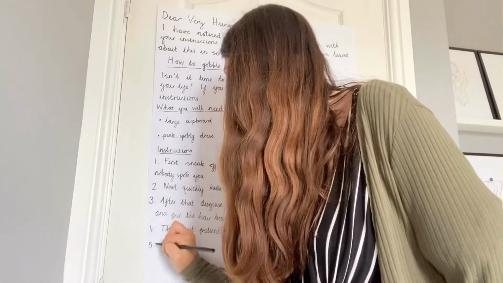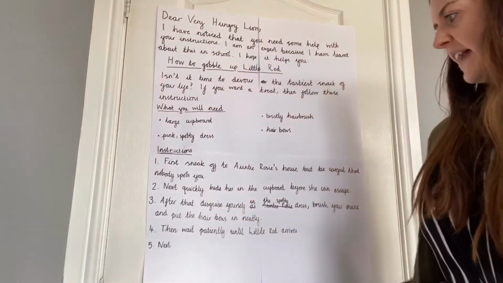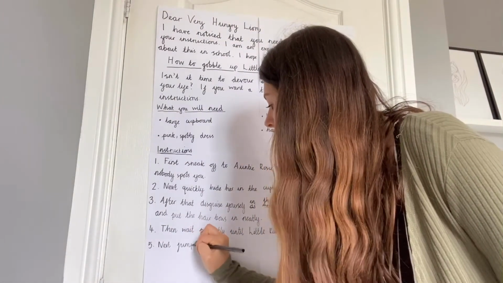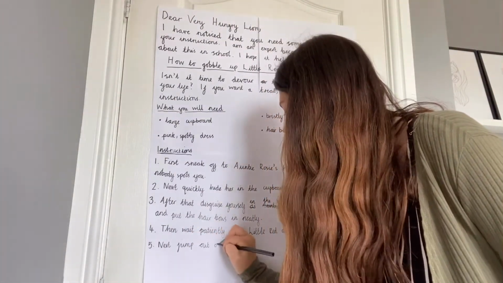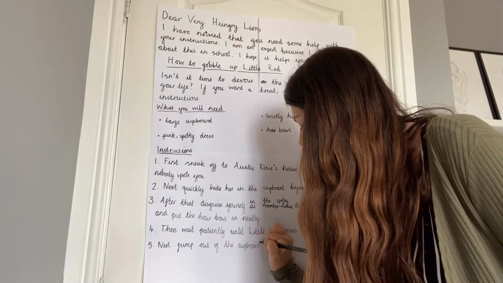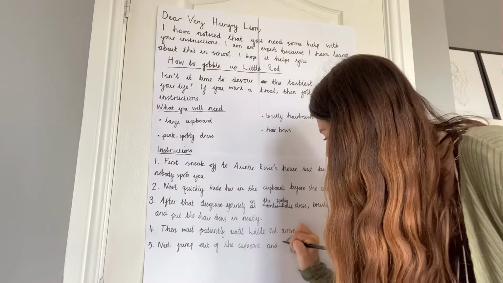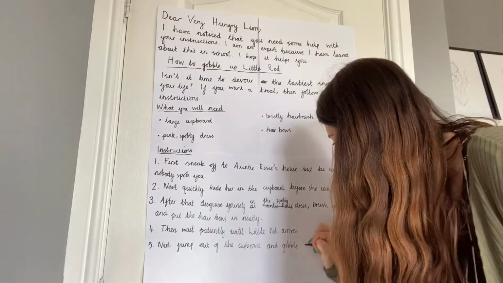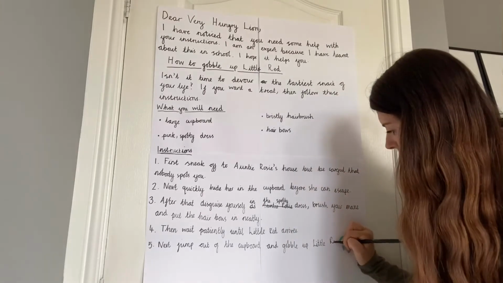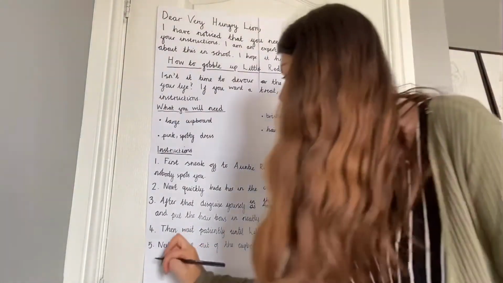Number 5. And I'm going to use next this time because I've already used next after that and then, and I can't really think of many more, so I'm going to go for next. Jump out of the cupboard. Next, jump out of the cupboard and gobble up Little Red. Poor Little Red, I hope his plan doesn't work. Next, jump out of the cupboard and gobble up Little Red.